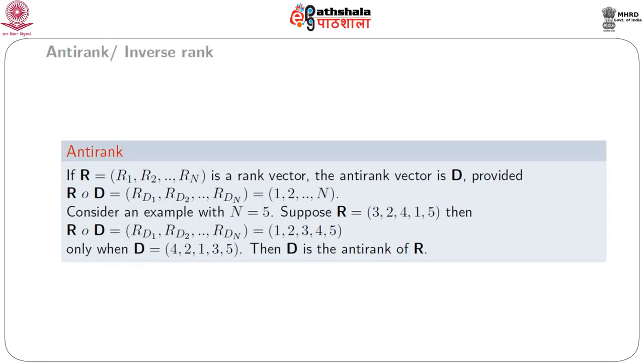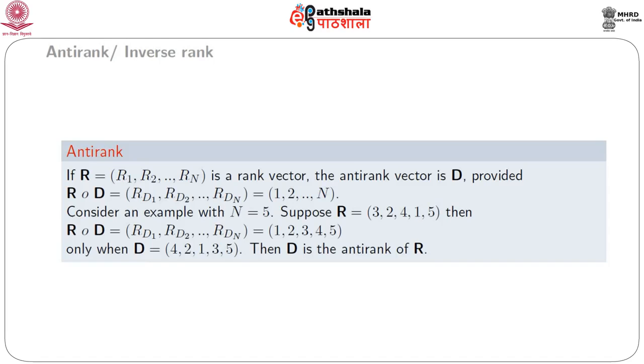Next we shall introduce the concept of anti-rank or inverse rank. If R1, R2, up to Rn is a rank vector, the anti-rank vector D is provided by the composite function R of D, which is nothing but R of D1, R of D2, up to R of Dn, such that D is the anti-rank vector if the composite function R of D comes out as 1, 2 up to n.